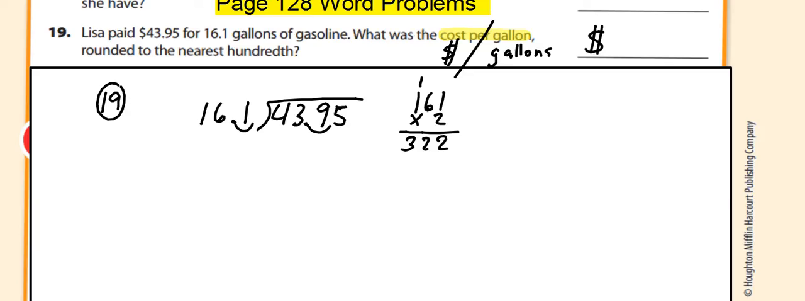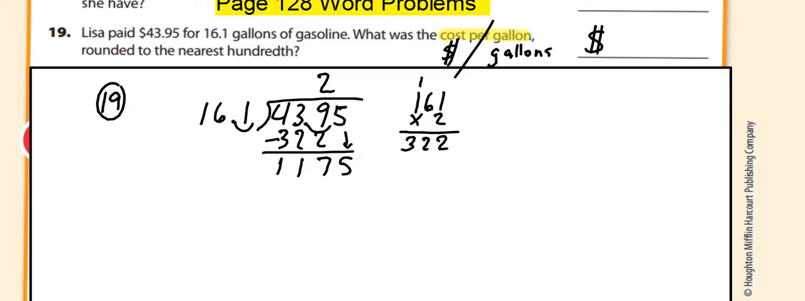I'm going to put a 2 above this 9 right here because I think that 161 goes into 439 twice. And then I multiplied and I got 322. And I'm going to subtract. 9 minus 2 is 7. 3 minus 2 is 1. And 4 minus 3 is 1. That's an enormous remainder, but it is smaller than the divisor, which is 161. So now I drop this 5, and I have another guess and check problem.